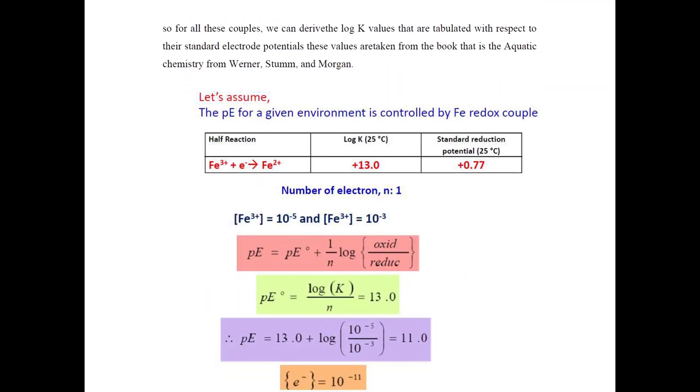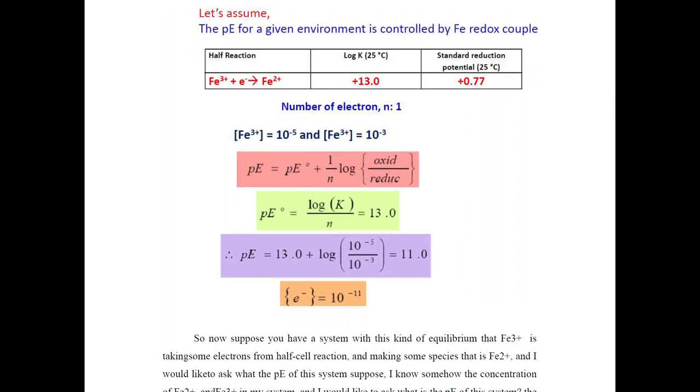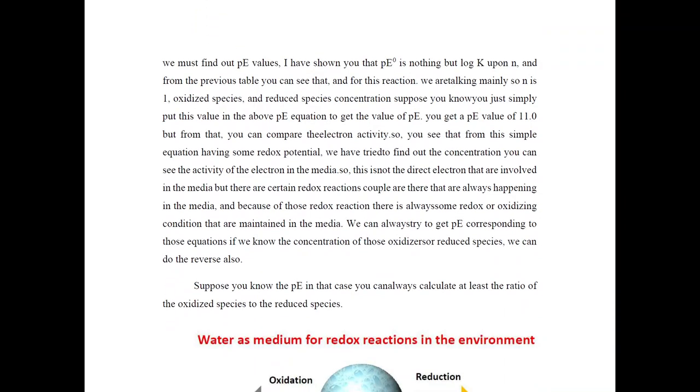Now talking about pE for a given environment, it is controlled by the Fe redox couple. The half reaction is Fe3+ plus an electron giving Fe2+. Log K at 25 degrees centigrade will be plus 13. The standard reduction potential is plus 0.77. The number of electrons is assumed to be 1. pE equals pE naught plus 1 by n log oxidized over reduced. pE naught equals log K over n, which is 13. Electron activity equals 10 to the minus 11.